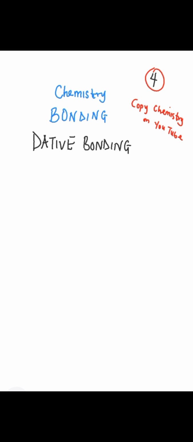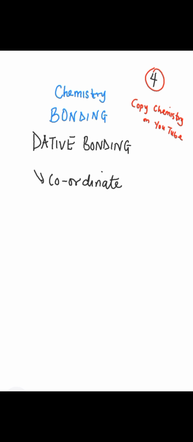Today we're looking at dative bonding, and the first thing I would like to say is that dative bonding is also called coordinate covalent bonding. In the last video we talked about ordinary covalent bonding, so this is coordinate covalent bonding. It looks like covalent bonding because it is a type of covalent bonding.